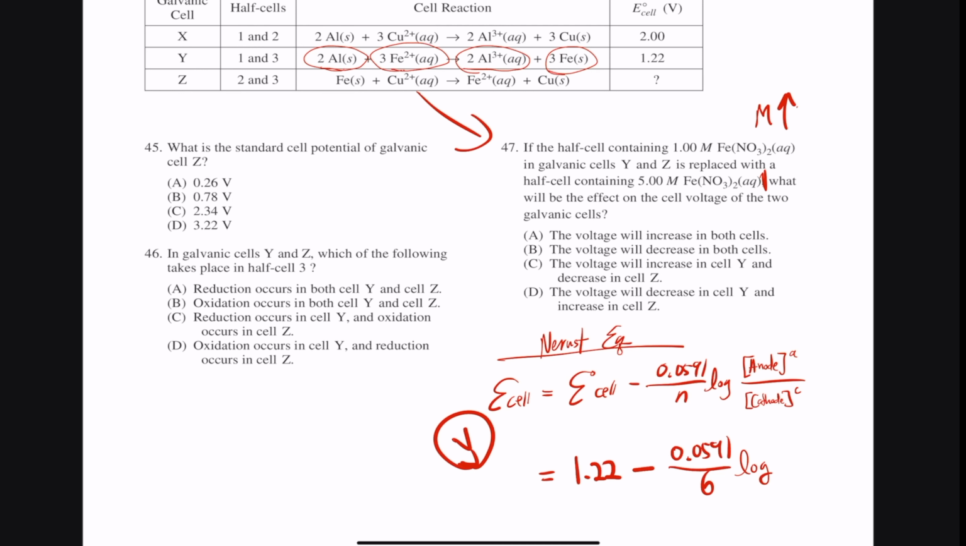Log. And then what's the anode? What is the one that is being oxidized? Well, that's the aluminum, so aluminum 3 plus to the power of 2, because there's that coefficient right there. Over, and then what's happening in the cathode? Well, the iron is being reduced in the cathode, so Fe2 plus to the power of, obviously, 3, right there. Now, do you really need to calculate this? Well, first of all, you can't, because you have 2 missing variables. So you can't calculate it, but the point is this.